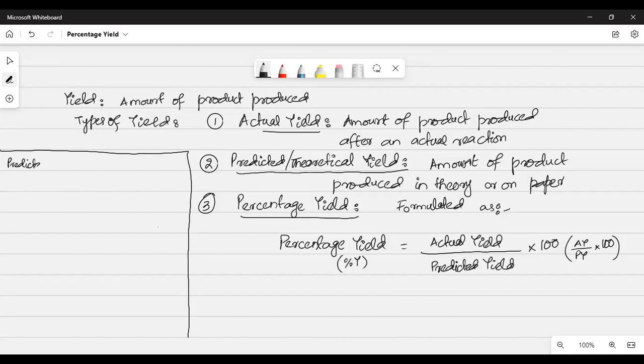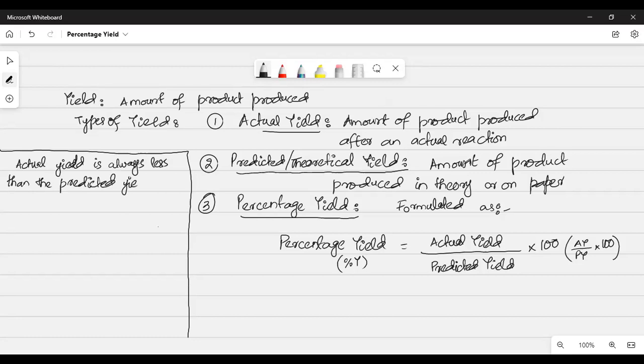Predicted yield is always less than, actually, I made a mistake, not predicted yield. Actual yield is always less than the predicted yield, because we tend to predict more. The actual is always less.